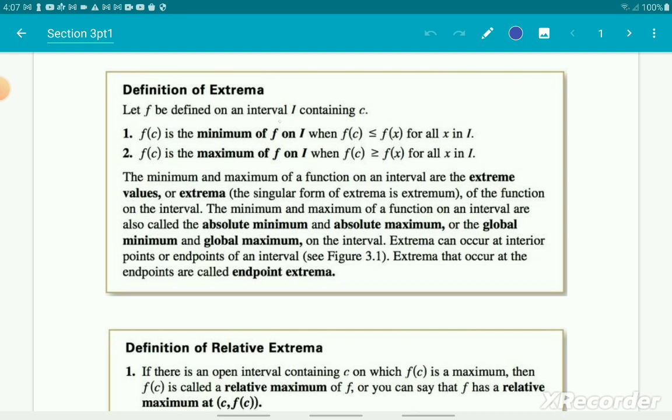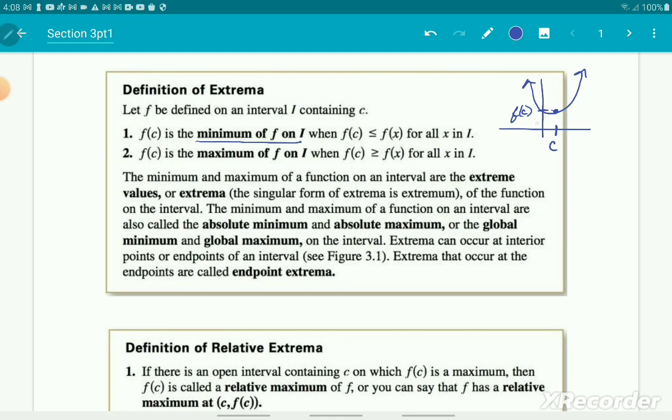So we have an interval I containing the value c. F of c, remember this is the y value, so the y value at c is a minimum of f on this particular interval when f of c is less than or equal to f of x for all x in the interval. So all that's saying is that we have this graph here, and maybe our graph looks something like this, and we have a minimum here at c. What that's saying is that this y value, which is just f of c, has to be smaller than all of the other y values along that graph on whatever interval we're talking about.